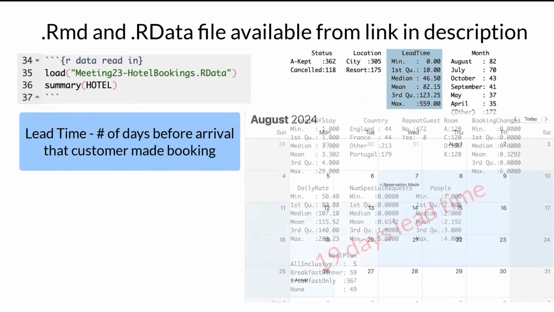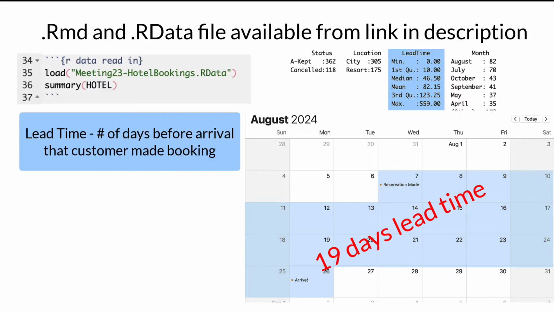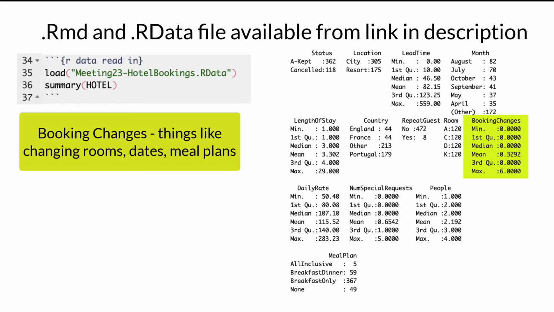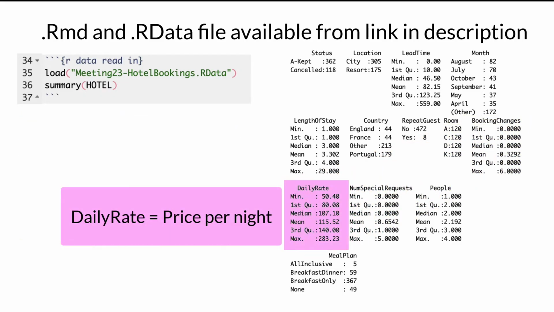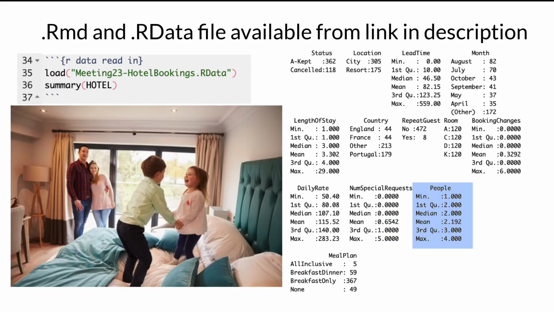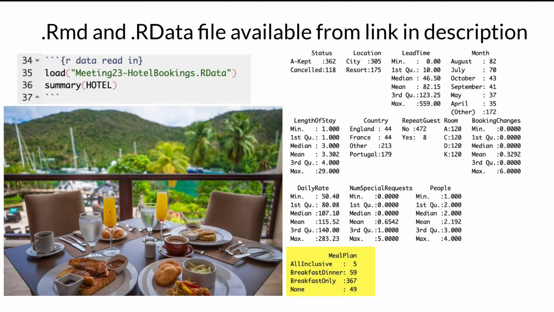We have the lead time, the number of days in advance of the arrival date that the customer made the booking. We have the number of nights of the stay, where the customer was coming from, the type of room booked, the number of changes they made to their booking, like changing the room type or something. We know the average daily rate of the booking. Did they pay $50, $100, etc.? And the number of special requests the customer had. Maybe they needed to have a bottle of champagne left because it's their honeymoon. We also know the number of people listed on the reservation, and then finally the meal plan. Is it an all-inclusive package? Is breakfast included, breakfast and dinner, etc.?